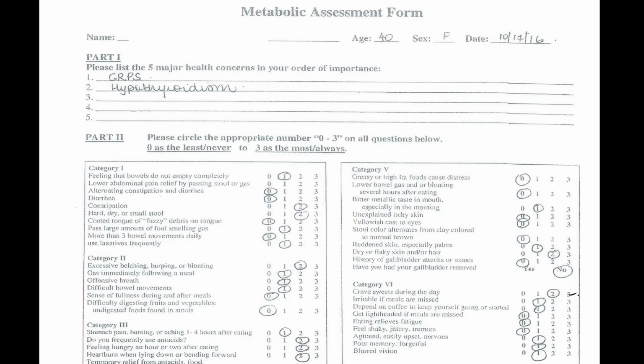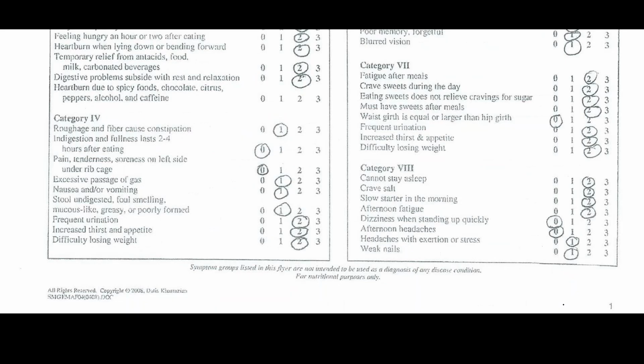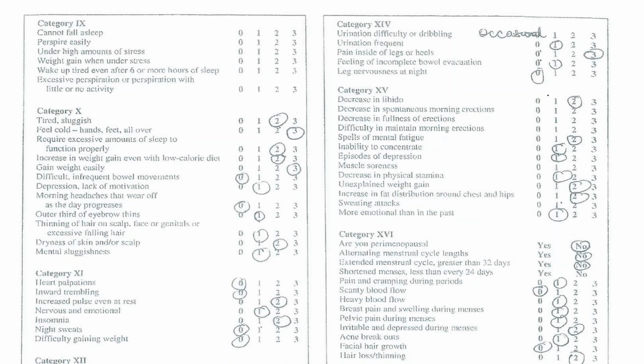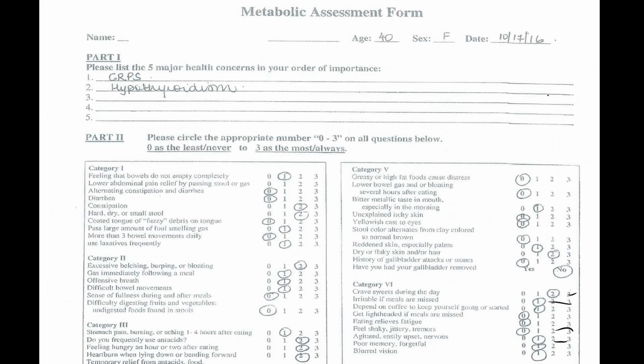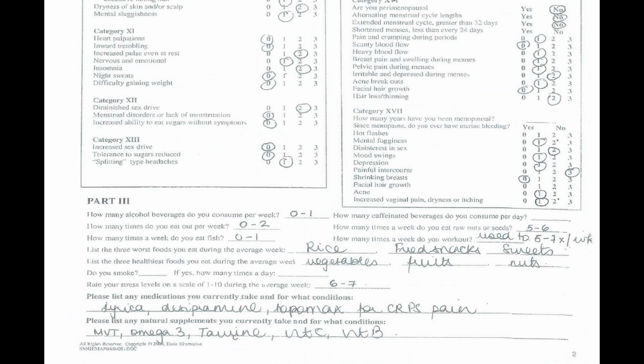Craves sweets during the day. Irritable if meals are missed, agitated and easily upset, poor memory. All these things are my low blood sugar, my more pre-diabetic signs right here. So she's not off the chart, but she's having trouble with these things. So I just want to show you this. Let me back up. If you're not doing this metabolic assessment form, you really need to start doing that.